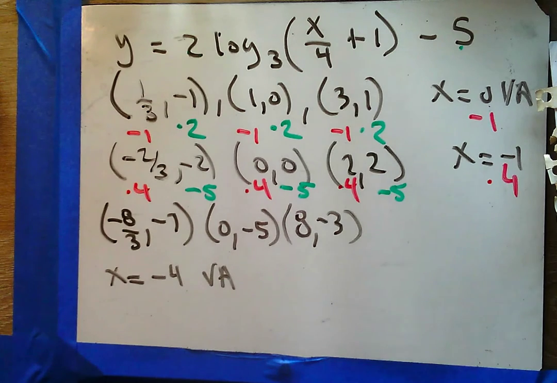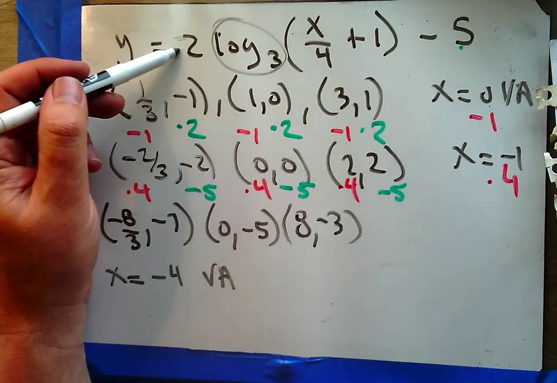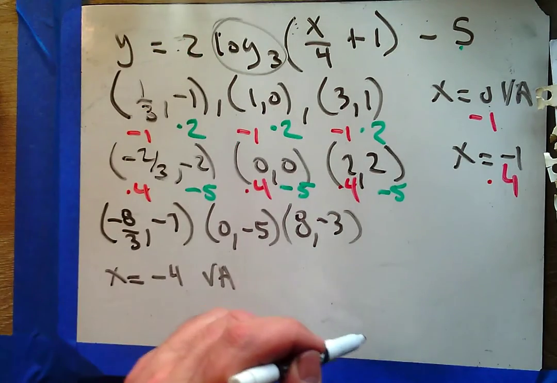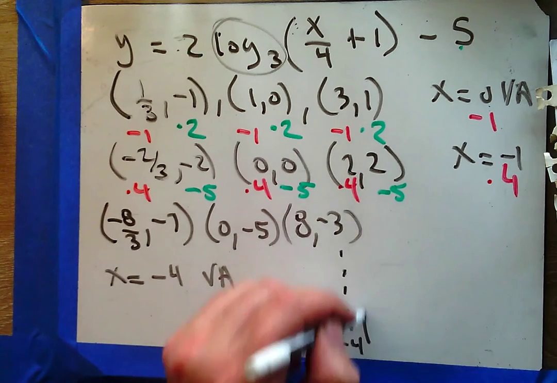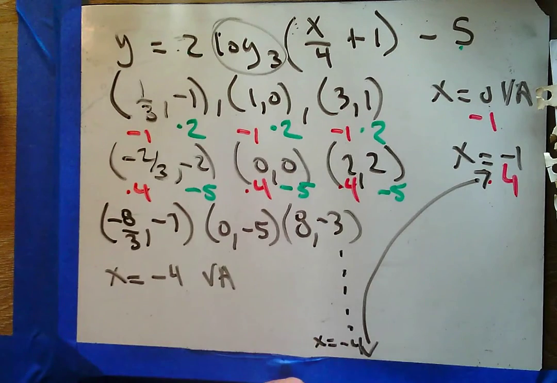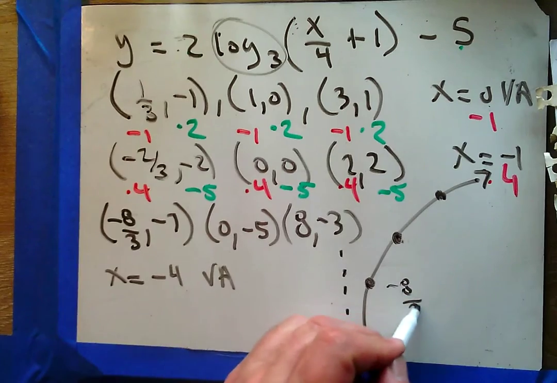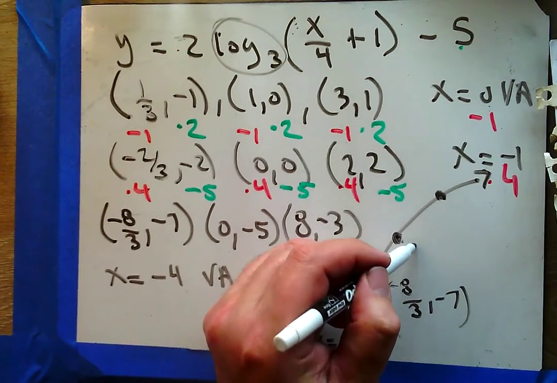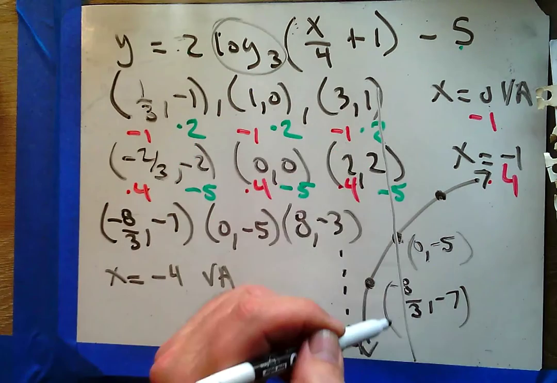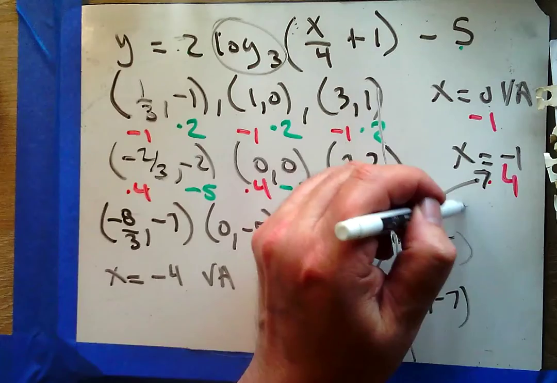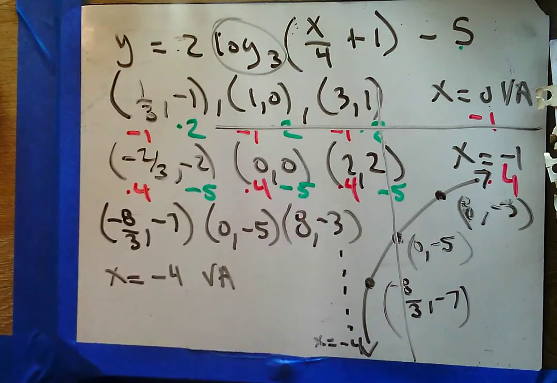All right, so what does my graph look like? Well, it's a log graph with no negative in front, no negative in here. So I'm going to draw in that vertical asymptote at x equals -4, and then I'm going to sketch in my log curve and just label points. So I've got -8/3, -7. I've got 0, -5. That would be where the y-axis goes. And I've got 8, -3. The x-axis being up here somewhere.